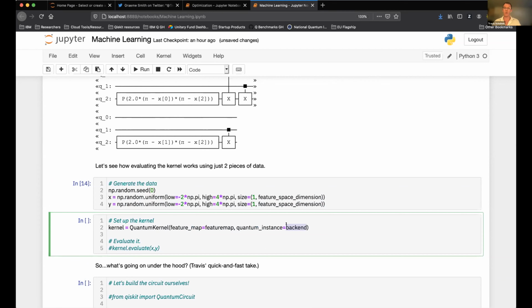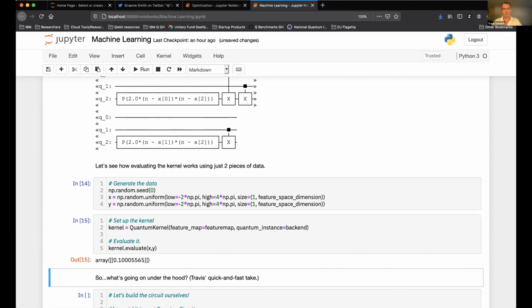And then also, am I going to run this on a simulator? Am I going to run this on real hardware, and so on and so forth? And then we actually just evaluate it. So it's like, all right, evaluate. Okay. And so what this is saying is the similarity between these two pieces of data is 0.1.